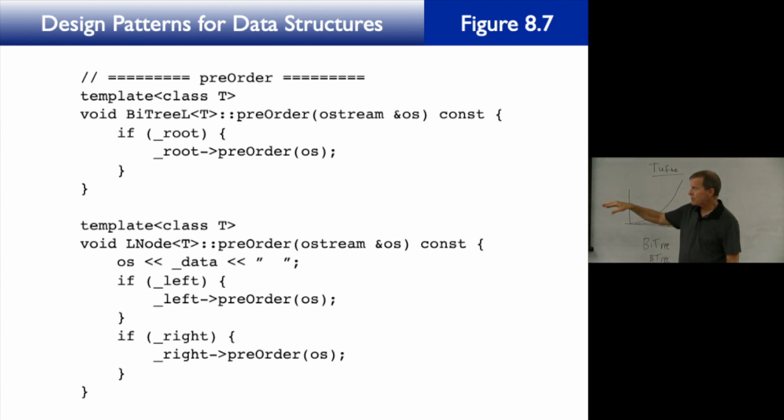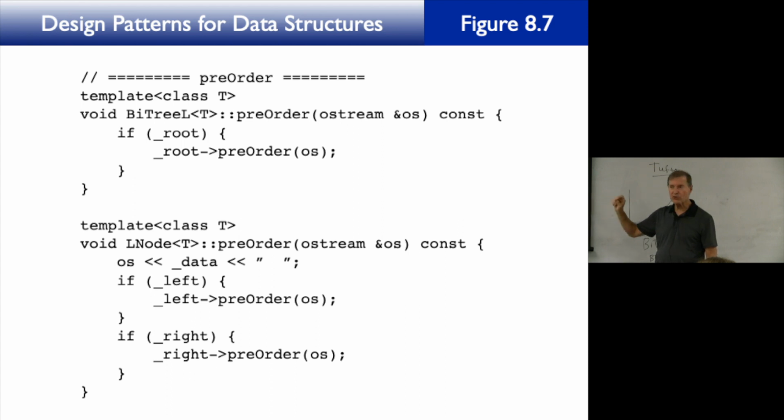So the pre-order is you visit the root: os << _data << a space. But now we have to check whether _left is the null pointer. You see that's a guard. If it's not the null pointer, we know it points to a node, and we can do _left arrow, because if it were empty and we tried to do that, we'd get a null pointer reference.